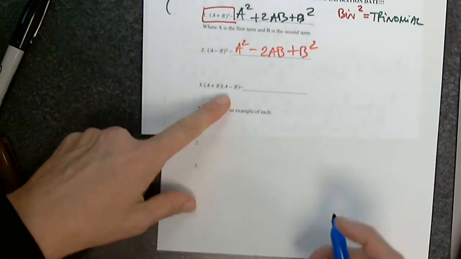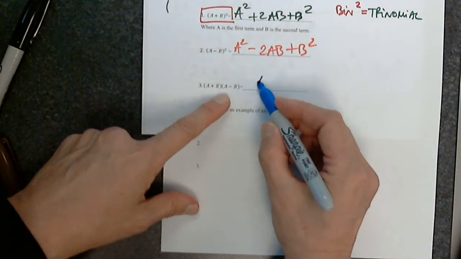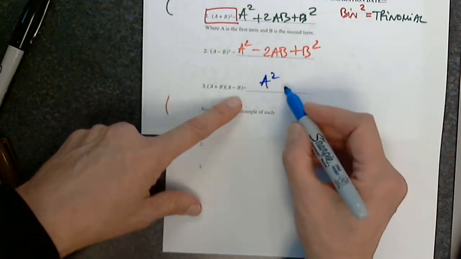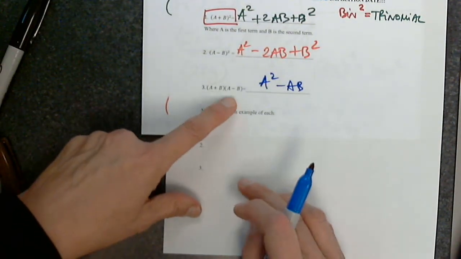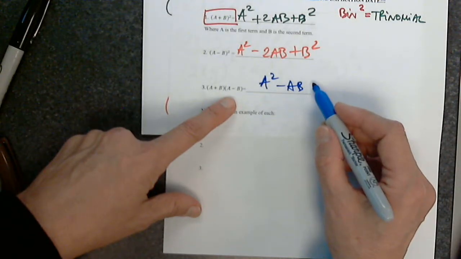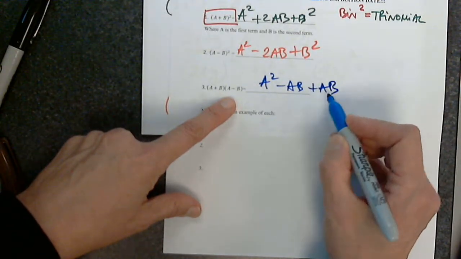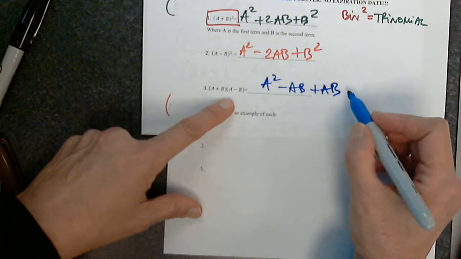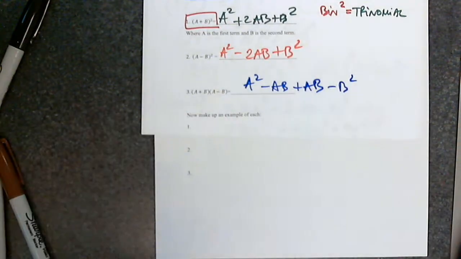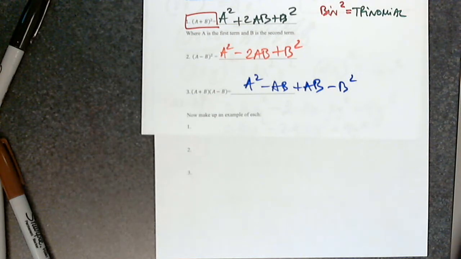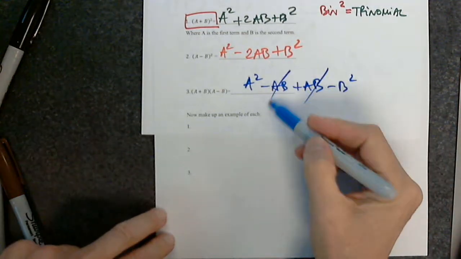How much is a times a? Good. How much is a times negative b? Very good. How much is b times a? Plus ab. And how much is b times negative b? Very good. Now look again carefully and say, oh, I see what happens now. What happens now? The two middle terms cancel. This is the difference of squares. Very good. Awesome.